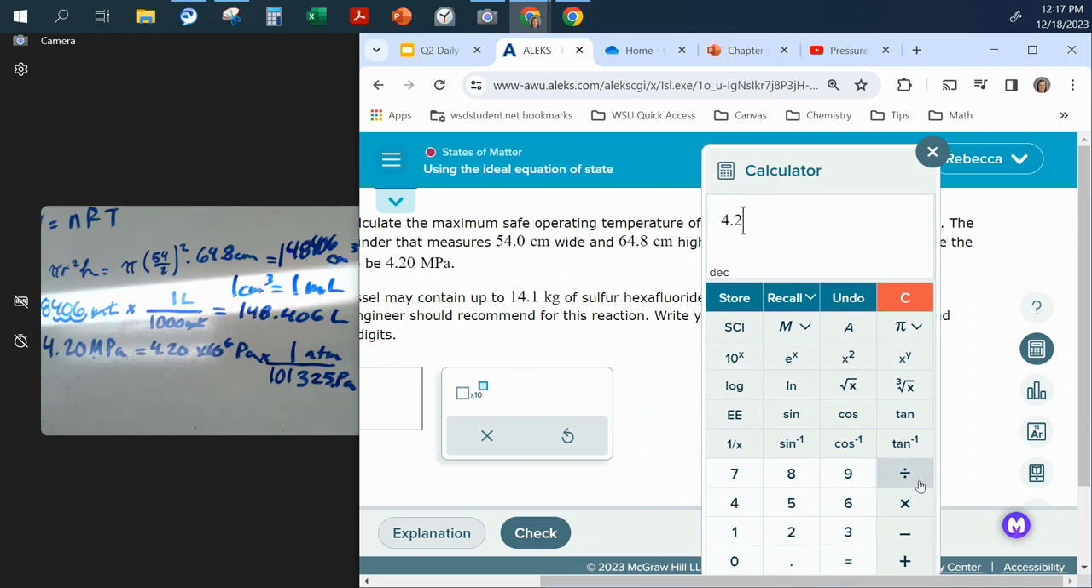4.2 times 10 to the, do I have that button? 6 divided by, oh, I should put this in parentheses. I think I counted one time and it's like a 6-step problem. So I convinced them not to put it on the final, but I didn't convince them to not take it off of our ALEX homework. So this is now in atmospheres.